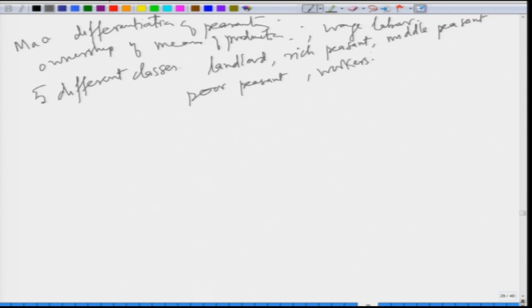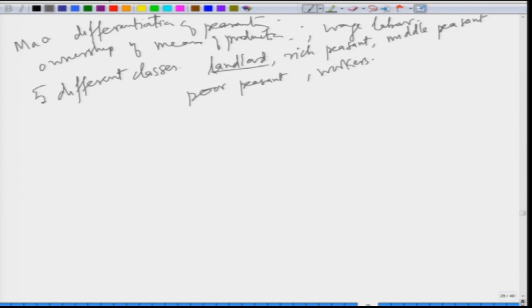So in the rural setting, especially when we try to speak about the agrarian class in terms of differentiation, what Mao was speaking about in terms of wage labor is that we can have the categorization not only on the ownership of means of production but also in terms of the wage labor. And here we try to see who can hire the wage labor and who provides it, or who receives the wages.